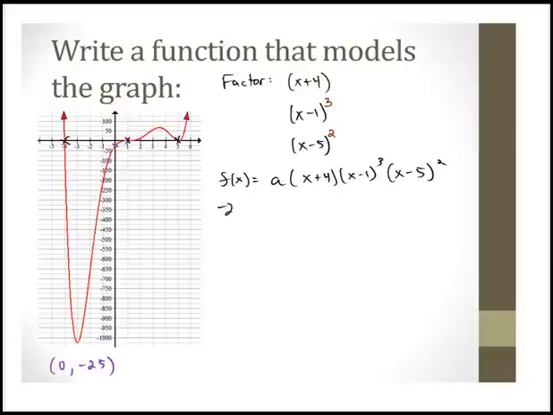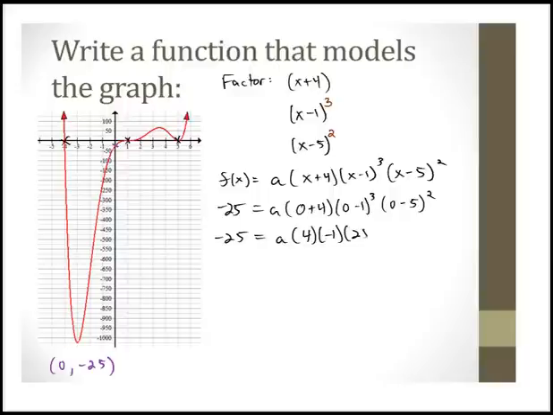So then I'd have negative 25 is a times 0 plus 4 times 0 minus 1 cubed times 0 minus 5 squared. So negative 25 equals a times 4 times negative 1 times 25. Now, I'm going to notice how I've got both of those 25s. I'm going to divide through by 25 here. So then negative 1 is equal to a times 4 times negative 1 times negative 4. And so a equals 1/4, or 0.25.